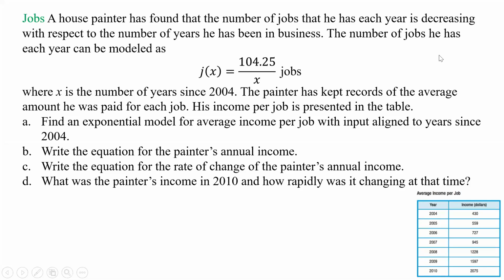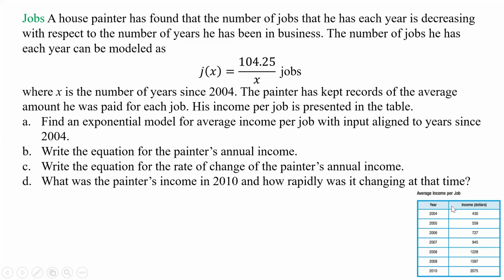All right, so here we have a house painter who has found the number of jobs he has each year is decreasing with respect to the number of years he has been in business. The number of jobs he has each year can be modeled as 104.25 divided by x jobs, where x is the number of years since 2004. Now, the painter has kept records of the average amount he was paid for each job, and his income per job is presented in the table here.